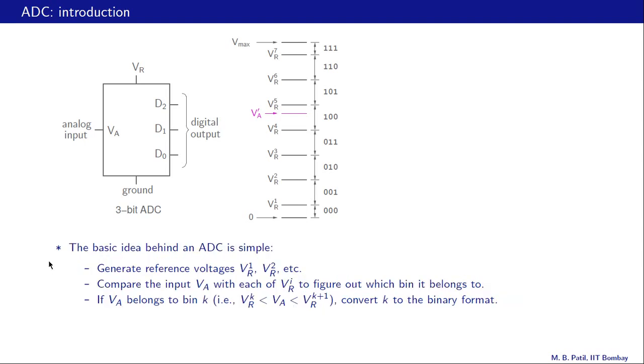So the basic idea behind an ADC is quite simple. First, we generate reference voltages VR1, VR2, etc., these levels. Then we compare the input VA with each of these reference voltages to figure out which bin it belongs to. And if VA belongs to bin K, then we convert K to the binary format, and that is our ADC output. And a parallel ADC does exactly that, and let us see that in the next slide.